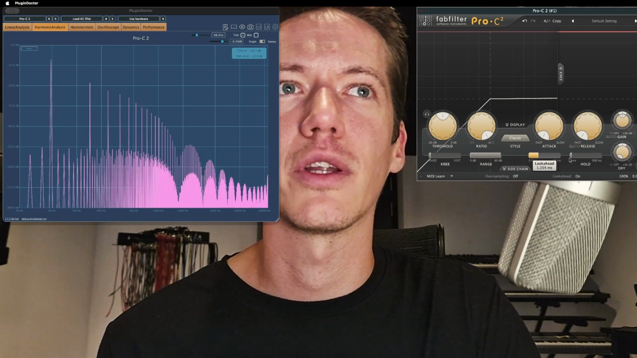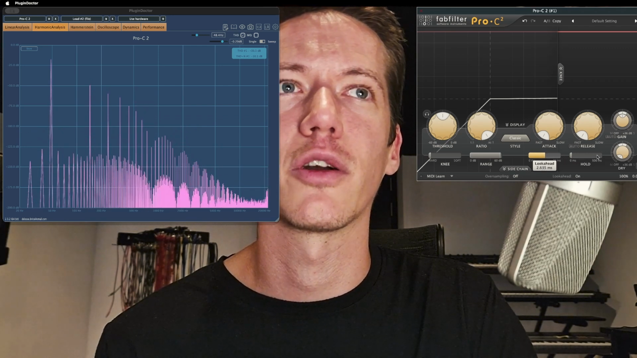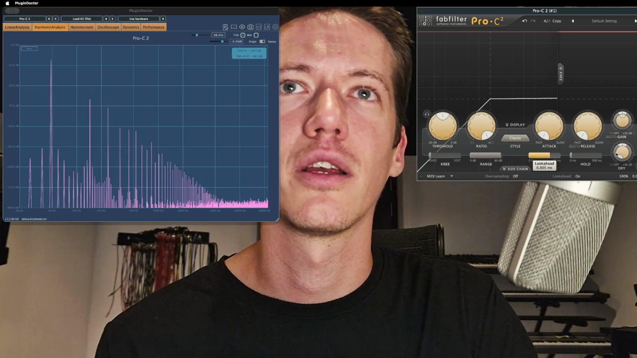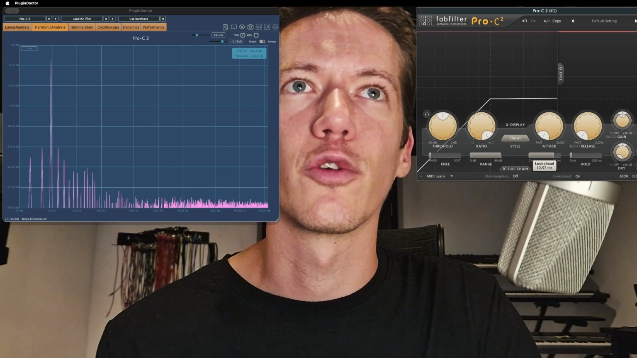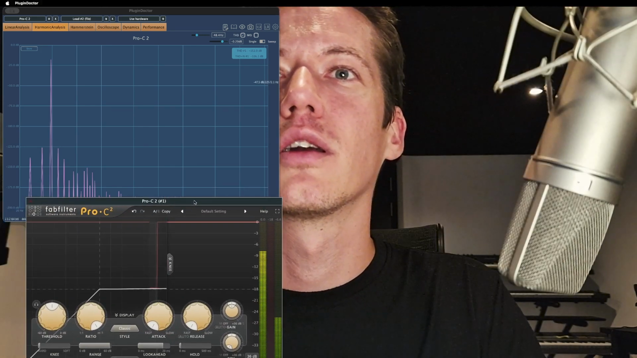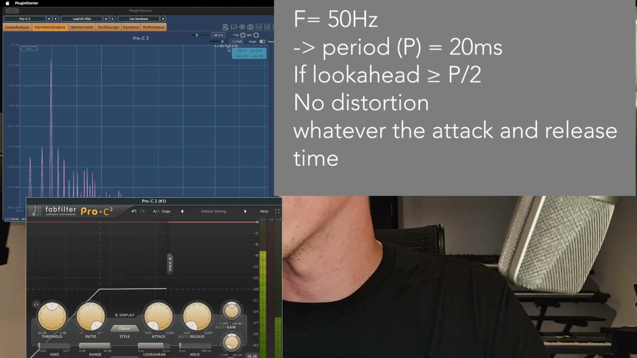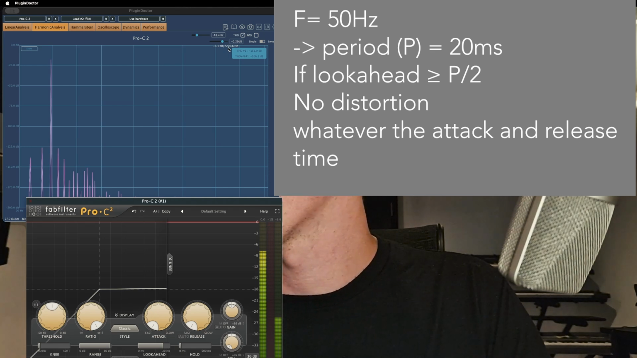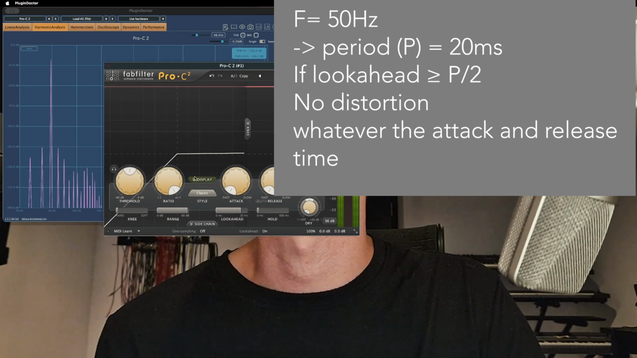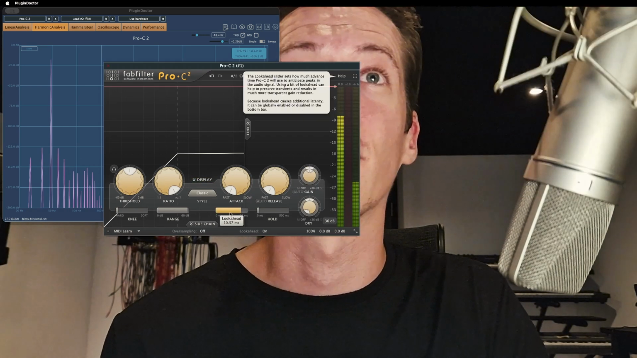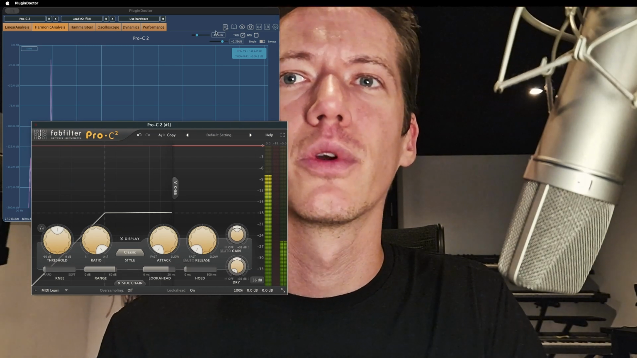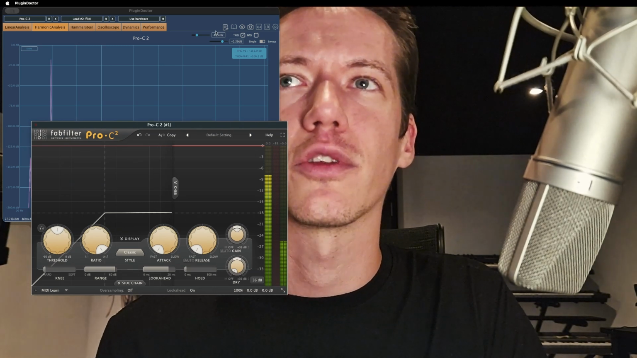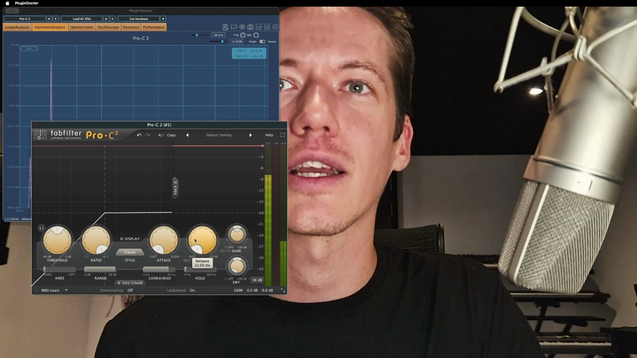Wait a second, it's coming down, down, down until it totally disappears here. And so we have here 50 Hertz frequency being played, which means that the period is actually about 20, and the minimum look ahead is at 10. It's half the period. So if we divide the period by 2, we get no distortion at all with Pro C2, even with the fastest attack and the fastest release.